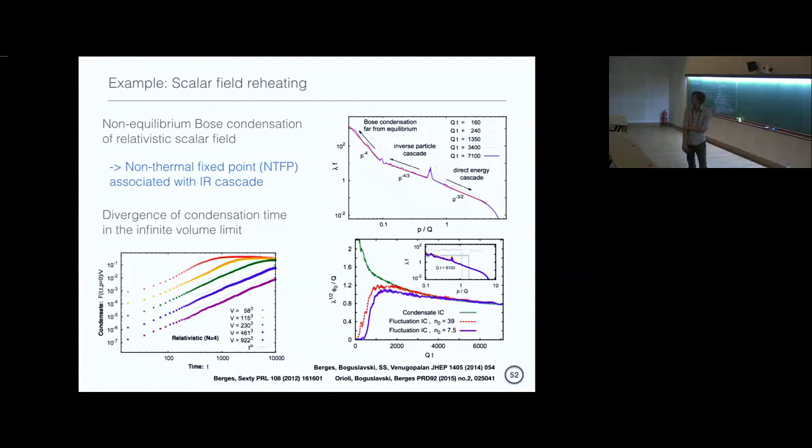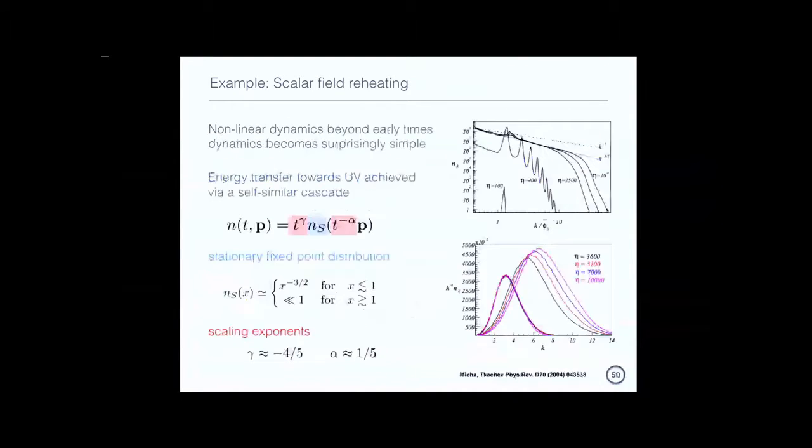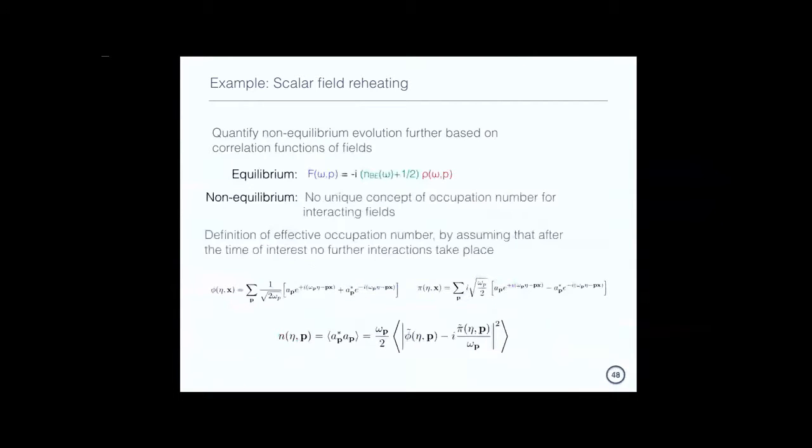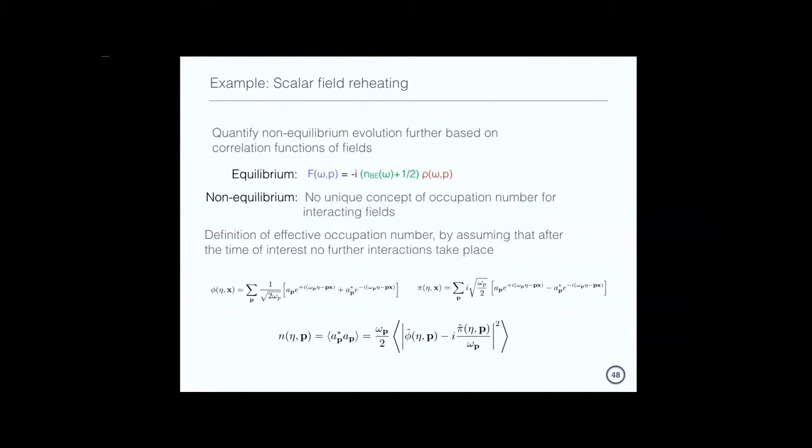Okay, so questions on the scalar part here? Yes. Regarding your definition of the occupation number, did I get you right? You're assuming that after the time of interest, there are no further interactions, so you have a well-defined occupation number, and you just take that one. But how do you justify this idea that there are no further interactions after this time? I didn't quite get that.